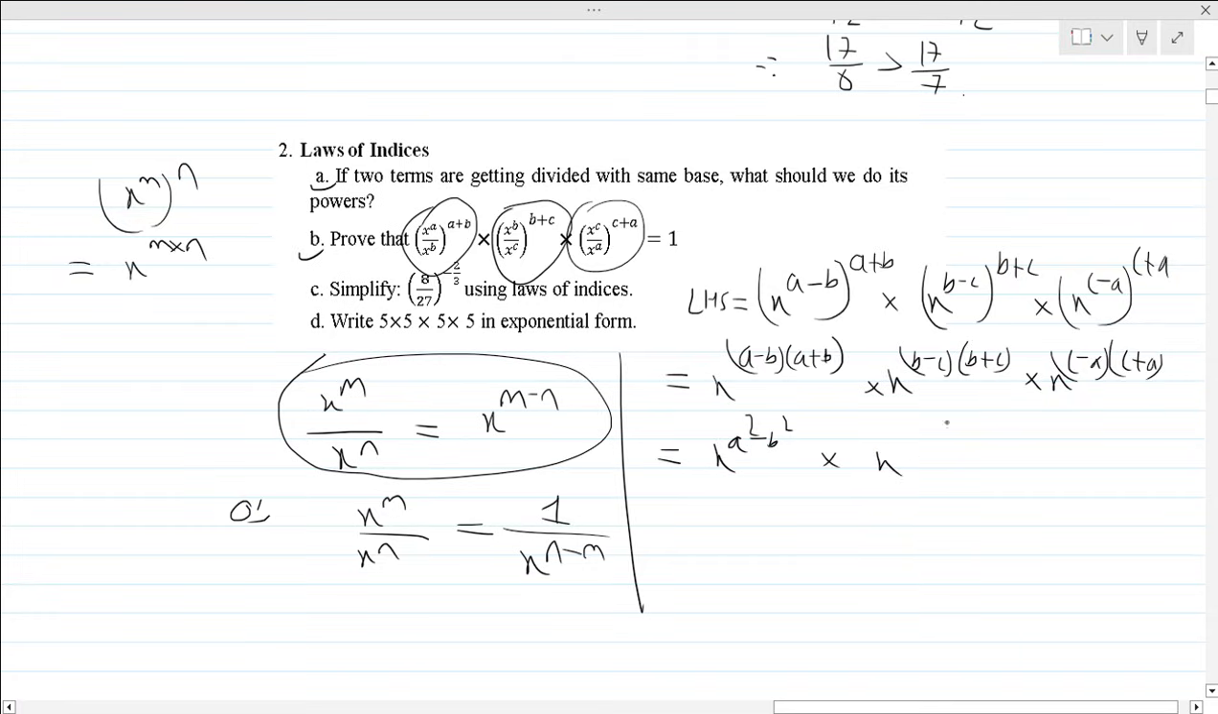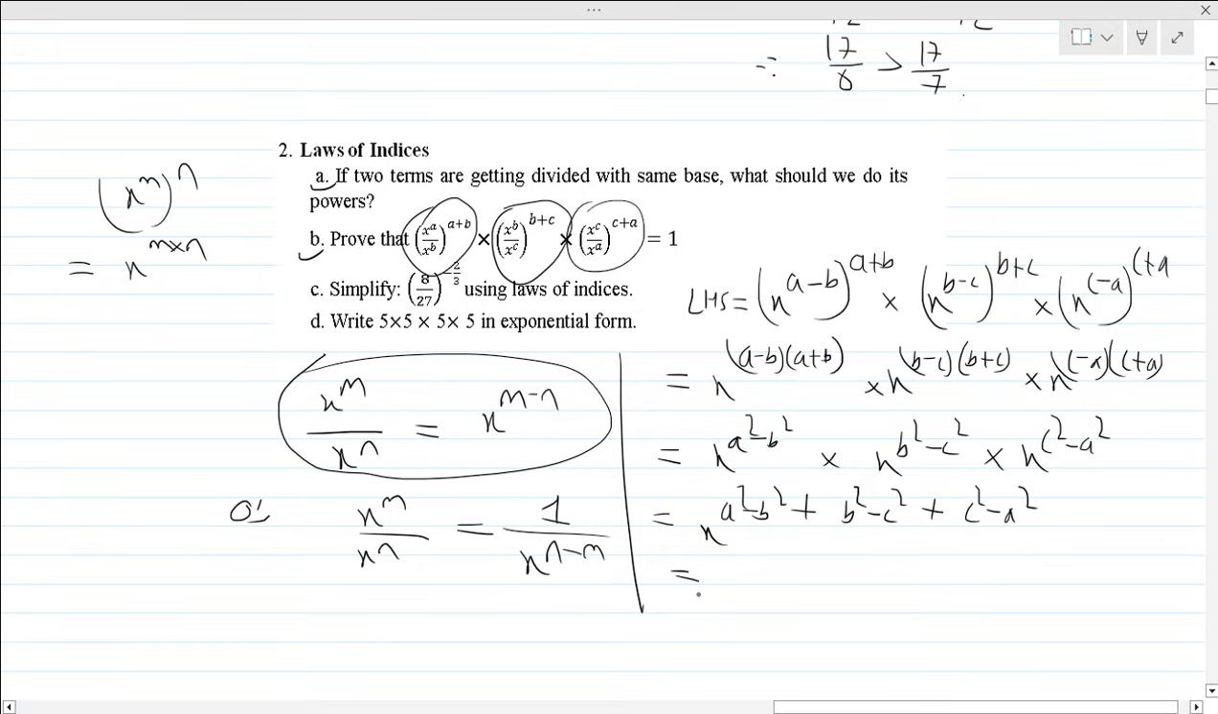Same we do for this b plus c and b minus c, which will produce b square minus c square, and c square minus a square for the last one, right? And what is happening here? These all three terms are getting multiplied, so the powers will get added. So get their powers added: a square minus b square plus b square minus c square plus c square minus a square.